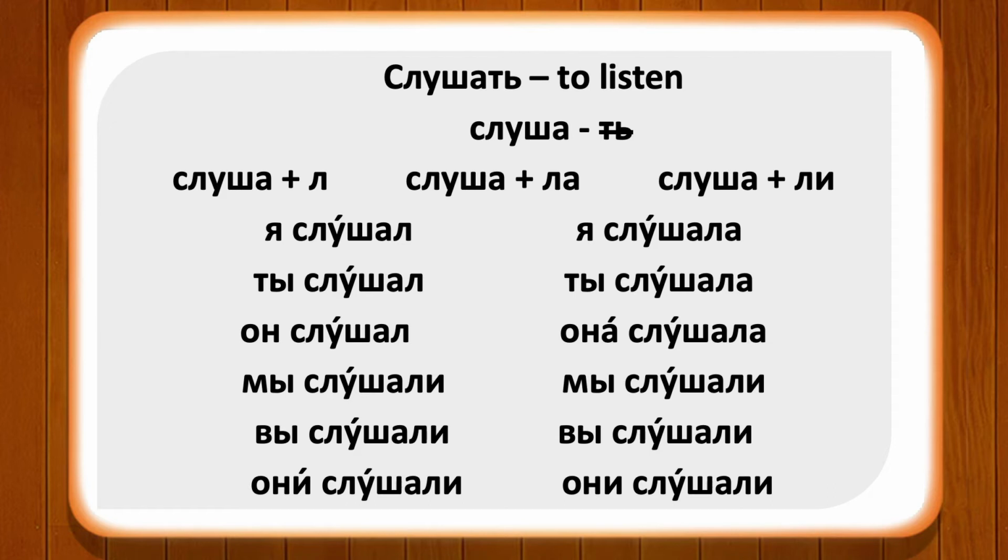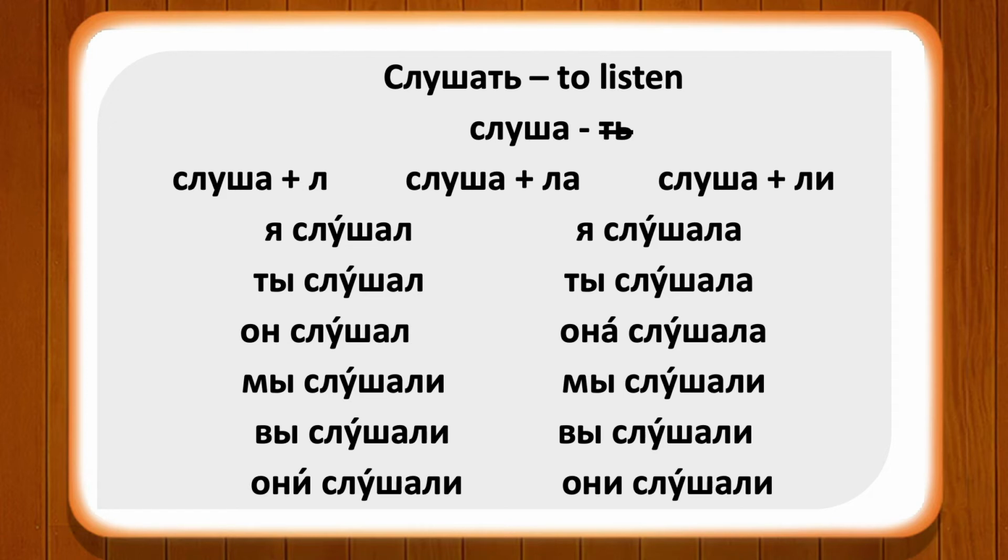For masculine form, ya slushal, ti slushal, on slushal. If the noun is of feminine gender, then you add the ending la to the stem. Ya slushala. Ti slushala. Ana slushala. For plural forms, we add the ending li to the stem. Mui slushali, vui slushali, ani slushali.